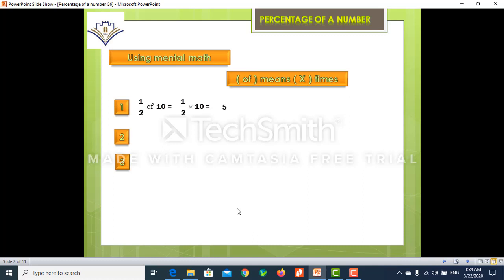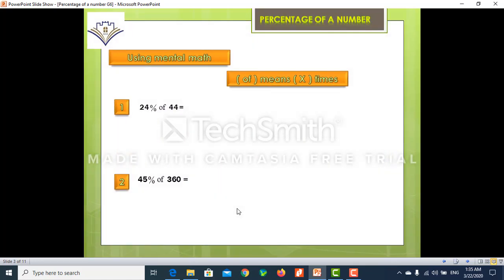Good. Question number two. Quarter of 12 means quarter times 12. You can imagine 4 and 12, both of them divisible by 4. Yes, quarter of 12 means 3. Question number three. Third of 12 means third multiplied by 12 equals, try to think, yes, four. I think it's easy to answer mentally.